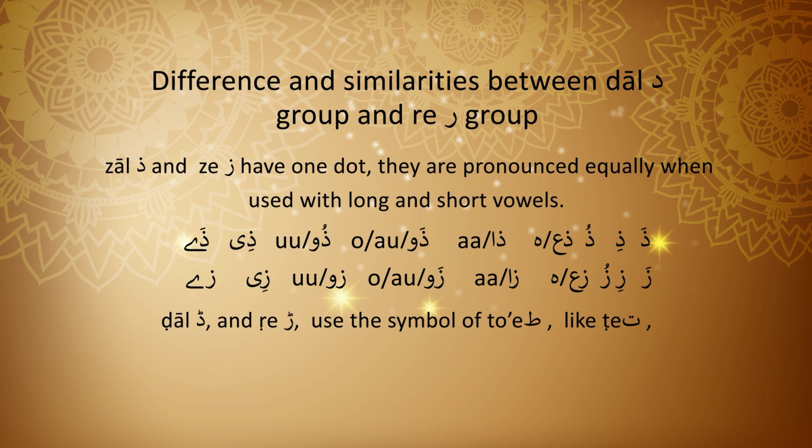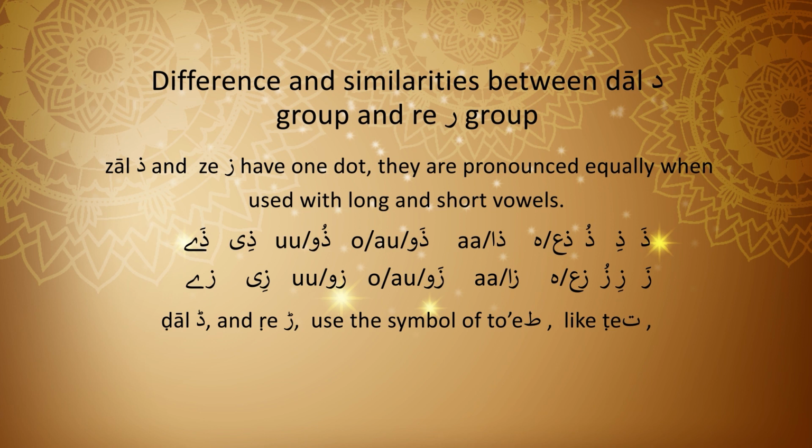Thirdly, Dal and De use the symbols of Tai like Te, and they are also pronounced equally. Da, Di, Du, Da, Da, Dau, Du, Di, De. They are pronounced equally. This is one single pronunciation for these kind of words.